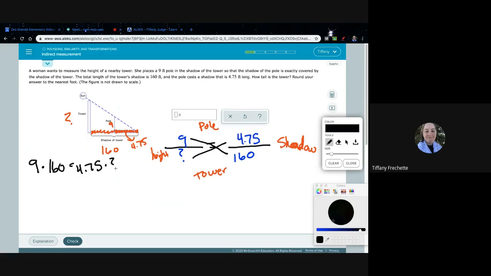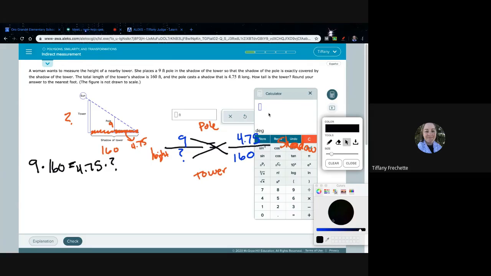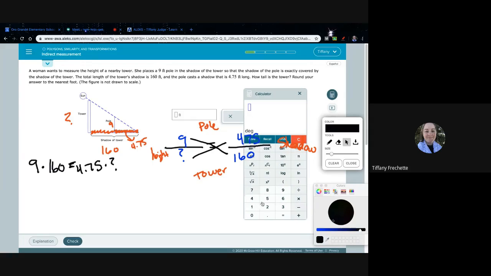4.75 times question mark. So now I'm going to go to my calculator here. And I have 9 times 160 equals 1,440 equals 4.75 question mark. Horrible question mark. And now I have two sides of my equation. I want to get question mark by itself, so I'm going to divide by 4.75 on both sides of my equal sign.